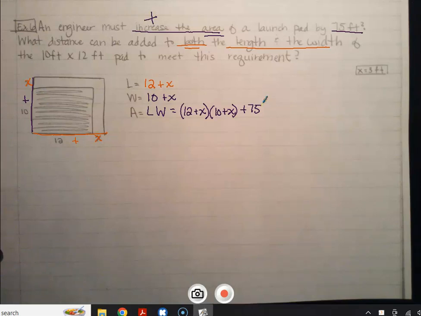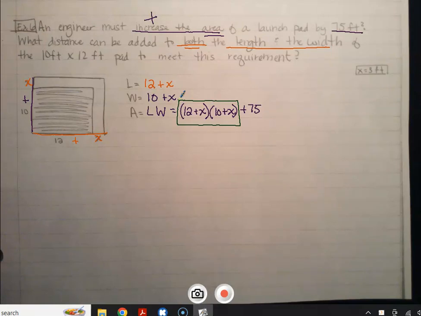What do you think about that? Okay, maybe not so much, right? Hopefully you notice that's not right, because these would already have that increase in them. So when we're writing the area of this, what we wrote isn't helpful.